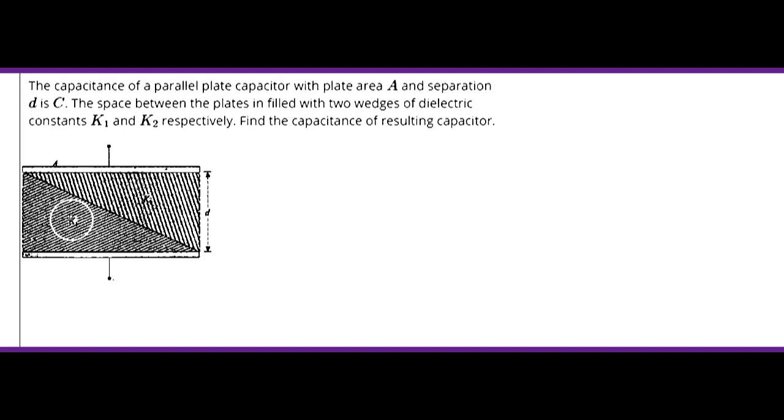So here it is given to be K1. We just write here K1, and here is our K2. Now we see that the thicknesses of K2 as well as K1 are varying, so we cannot directly calculate the resulting capacitance. What we need to do is take an element here.